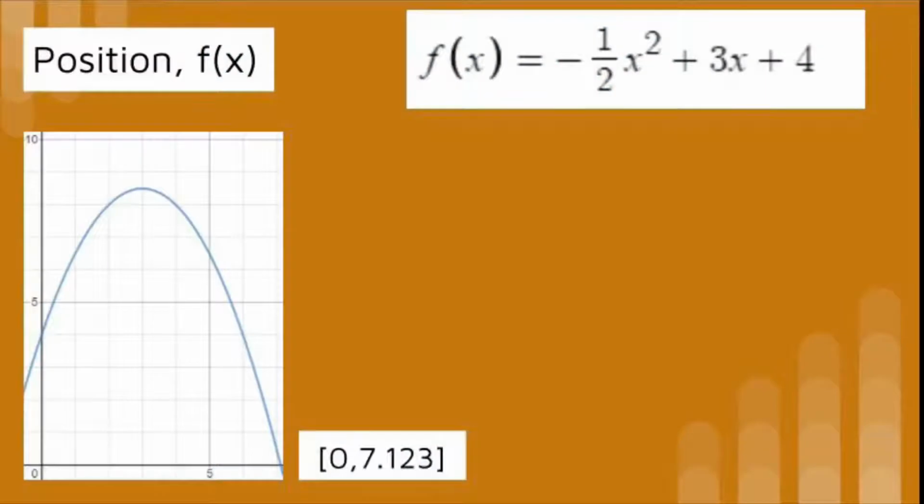If we freeze for a second, we can see that the basketball moved in the equation f of x is equal to negative 1/2 x squared plus 3x plus 4, with domain restrictions of 0 and 7.123. That is our position formula for how the basketball was thrown. The position formula explains the position of the basketball in terms of time x.